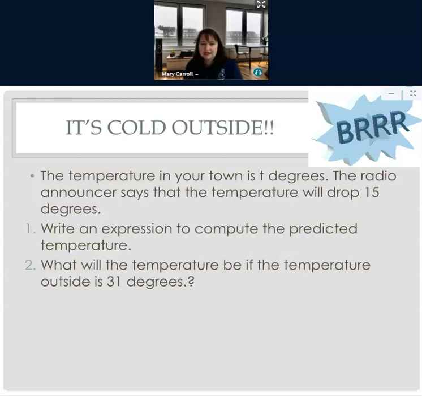Alrighty, so let's take a look at this. I have a temperature change. It's cold outside. Brr. Okay, a temperature in your town is T degrees. The radio announcer says that the temperature will drop 15 degrees. I want you to write me an expression to compute the predicted temperature, and then what will be the temperature if the temperature outside is 31 degrees when the announcer says it. All right, pause the video and see if you can get this one.